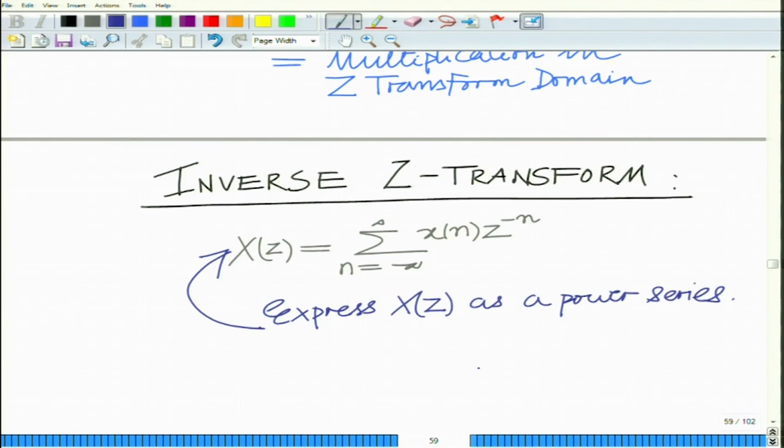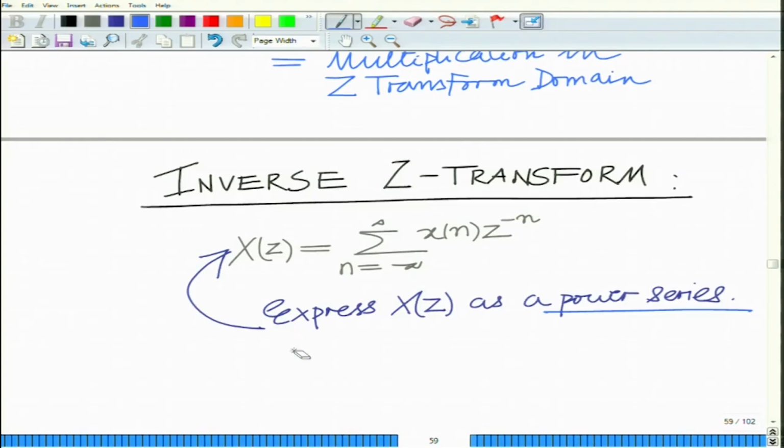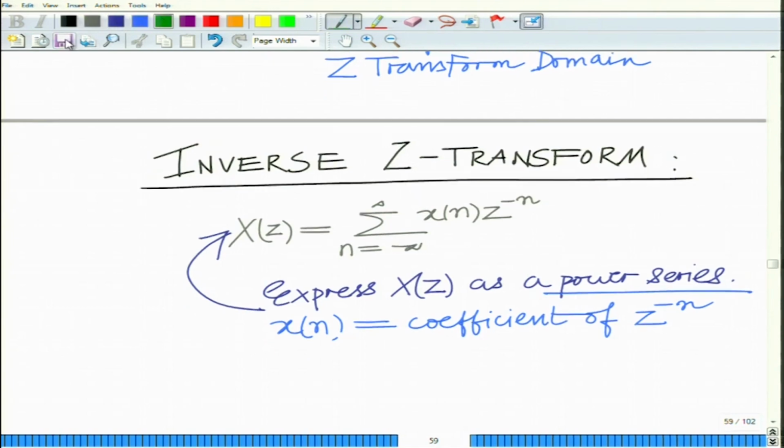The simplest way to evaluate the z transform is to express X(z) as a power series. Once you express X(z) as a power series, x[n] is nothing but the coefficient of z raised to minus n. So, that is one simple way to find the z transform. Realize that x[n] is the coefficient of z raised to minus n.